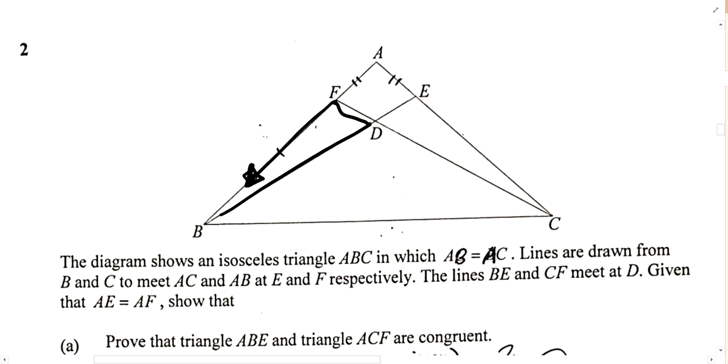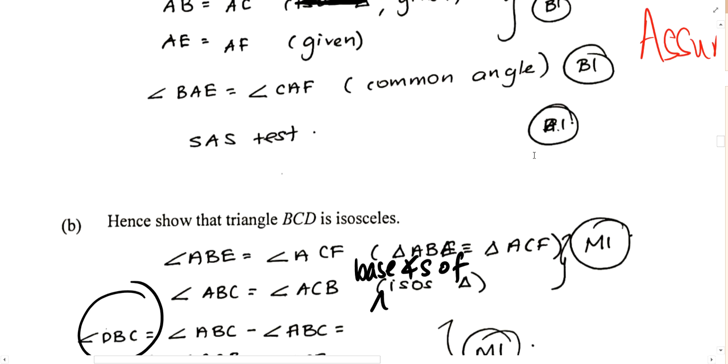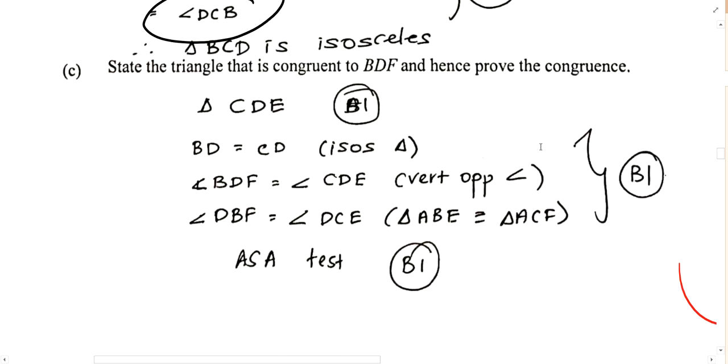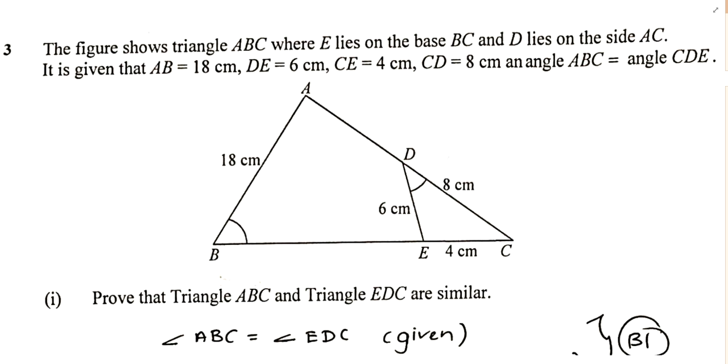Based on this diagram, quite obviously you can tell that CDE must be the triangle that's congruent. From the diagram you can tell already. But how do you prove that they are congruent? In this case, we can use the ASA test. I think it's the next question.